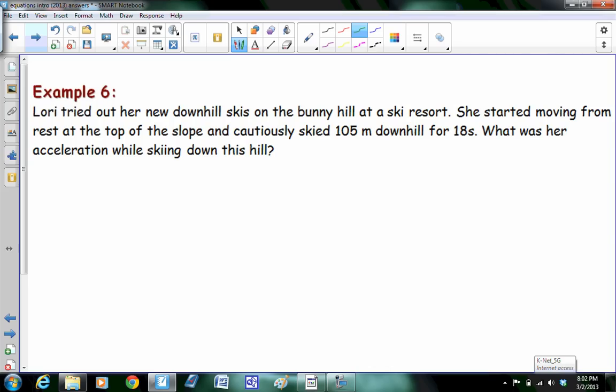So in this case, we got Lori trying out her new downhill skis on the Bunny Hill at a ski resort. She started moving from rest. It's going to be important, so it's going to be our initial velocity at the top of a hill and skied 105 meters downhill. So that's going to be my displacement. And this happened in 18 seconds. I want to know her acceleration while skiing down this hill.